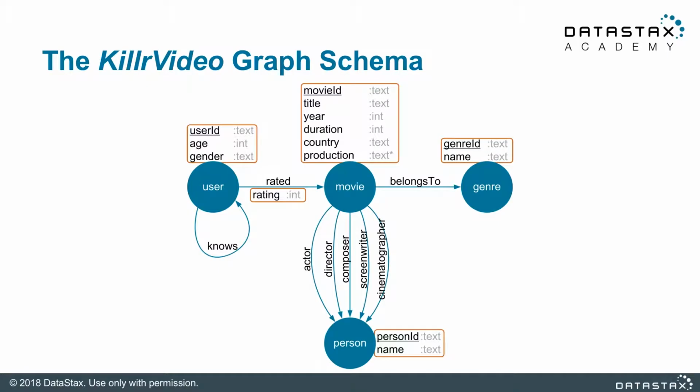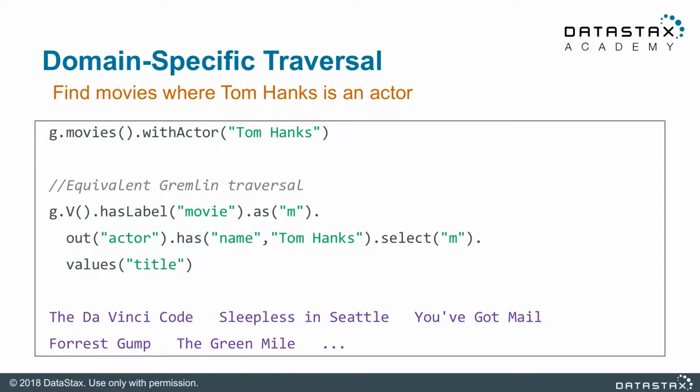As always, before digging into our examples, let's take a look at the KillrVideo graph schema. We have users who know other users, and those users rate movies. There are other people in the graph, like actors, directors, and screenwriters who have participated in the movie, and these movies belong to genres. In the first example here, what we see is that we would like movies with the actor Tom Hanks. By using a DSL, we see that this traversal reads almost like English. The second traversal in this example shows what the equivalent Gremlin would look like.